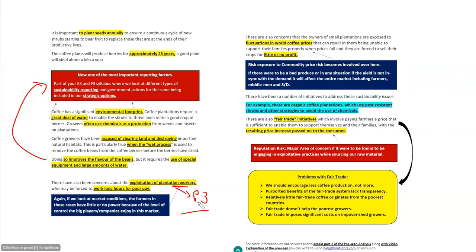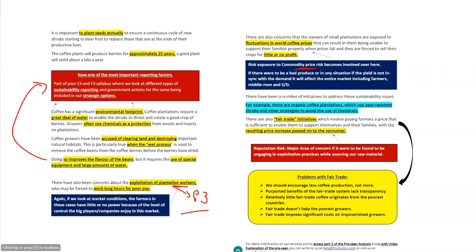There are also concerns that the owners of small plantations are exposed to fluctuations in world coffee prices, that can result in them being unable to support their families. If the price of coffee goes up, good. But if it goes down, it can definitely hamper their income and how they support their family. So risk exposure to commodity price risk becomes involved over here.